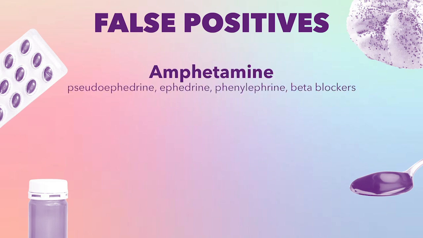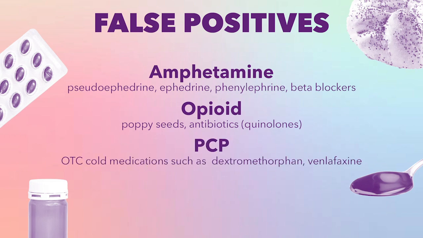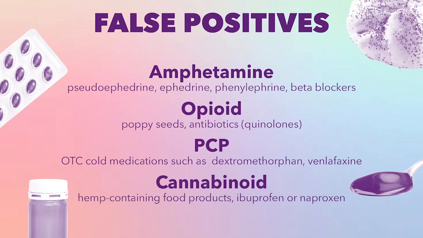False positive amphetamine results can be from pseudoephedrine, ephedrine, phenylephrine, and other commonly used medications such as beta blockers. False positive opioid results can be from poppy seed ingestion in bagels or pastries, or the antibiotic class known as quinolones. False positive PCP results can be from over-the-counter cold medications such as dextromethorphan or the antidepressant venlafaxine. False positive cannabinoid or marijuana results can be from hemp-containing food products or the anti-inflammatories ibuprofen or naproxen.